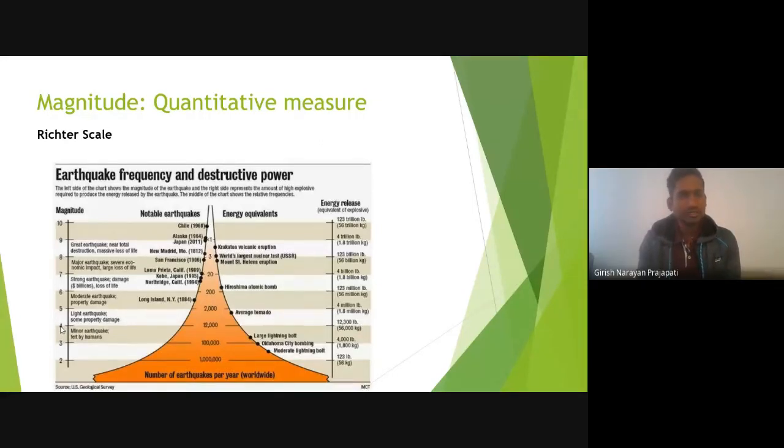Generally, earthquakes of magnitude 2 to 4 happen around 100,000 times, every day. But the large earthquakes, above 8 magnitude, happen 1 to 3 times in a year. Like there was a recent earthquake in Mexico in June 2020, and the magnitude over there was 7.4. And there was massive destruction because of that earthquake.